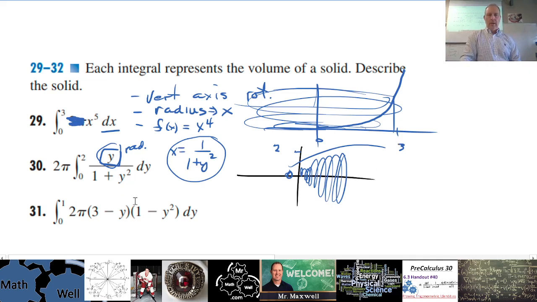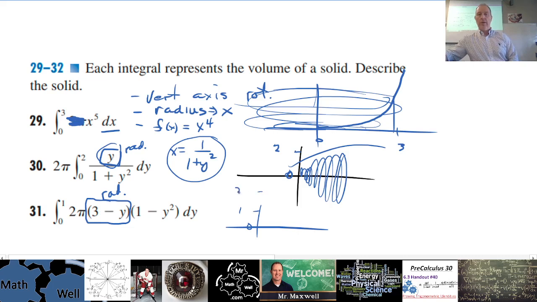All right, now here, for number 31, here's the radius right here. This is the radius, so look at that. So now, it's dy, so we're going from 0 to 1, and we're rotating around the axis of, looks like 3. So 3 minus y. Remember, the axis of rotation is sort of beyond. The axis of rotation is over here, and we have this solid of 1 minus y squared.